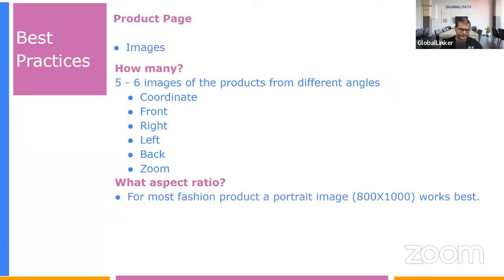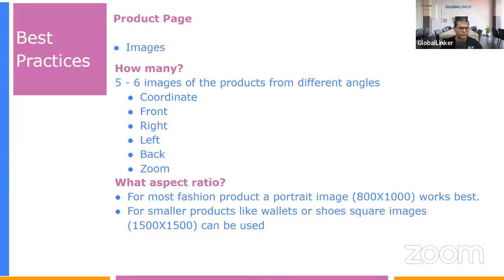For most of the fashion products, 800 pixel by 1000 pixel works best. Now, if you have smaller products like wallets or shoes, that's where you can do 1500 pixel by 1500 pixel. Even 1000 pixel by 1000 pixel works, but the zoom does not work that nicely. So it is better to have 1500 pixel by 1500 pixel images.